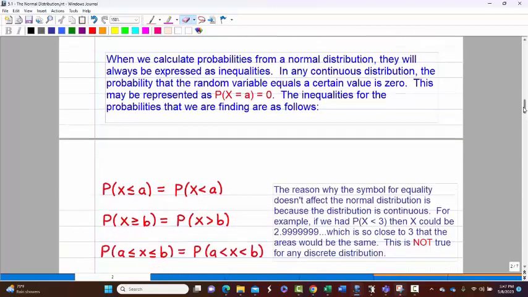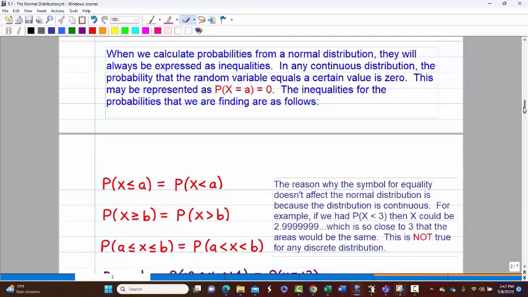Okay. All right, let's see what we got here. When we calculate probabilities from a normal distribution, they will always be expressed as inequalities. In a continuous distribution, it really doesn't make much sense to calculate something like the probability of x equals a number. That would be represented as equals 0. I don't know if that'll come up in the homework or not. I generally don't put it on an exam.